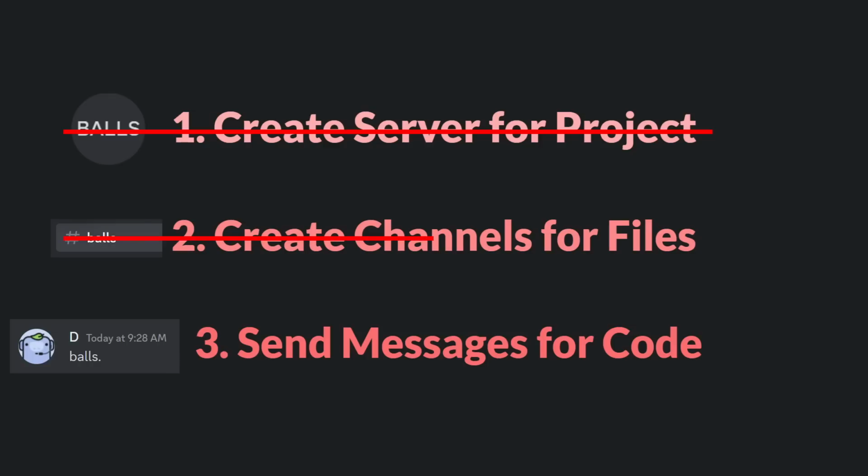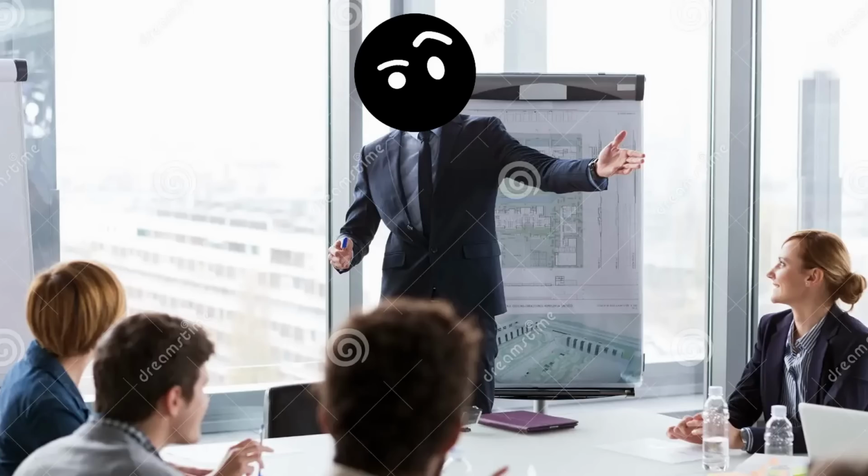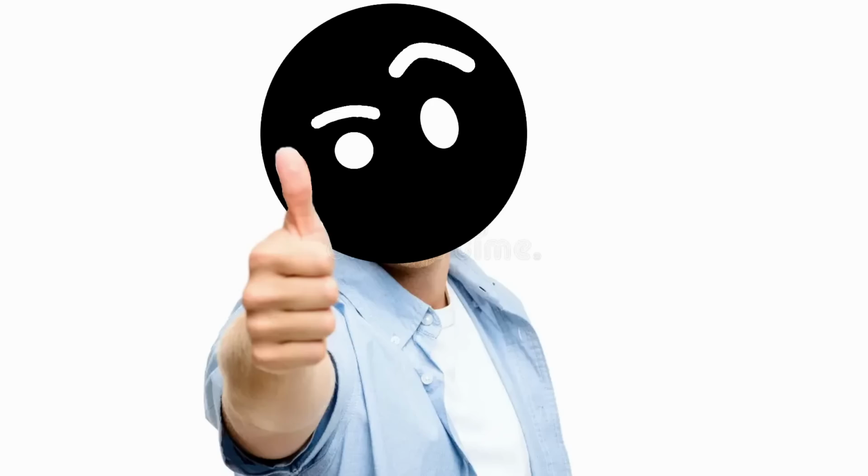And with that, the second task is complete. Now let's make the third one, which is arguably the hardest. Also, if you didn't know, Discord has code blocks which highlight the syntax of programming languages, and we can use those to colorize text.